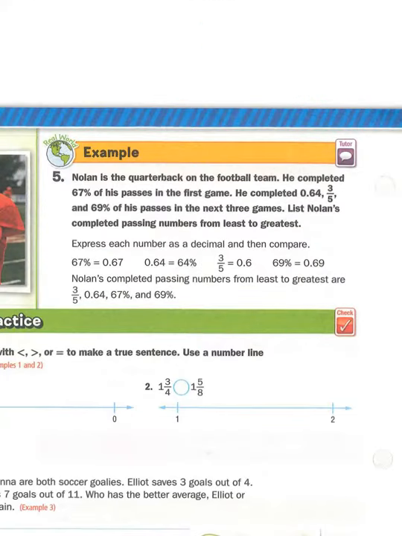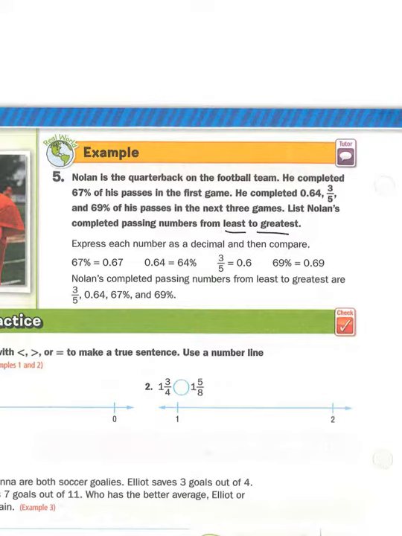Okay, and we have one final example that we're going to do in our notes today. It says, Nolan is the quarterback on the football team. He completed 67% of his passes in the first game. He completed 64 hundredths, 3/5 and 69% of his passes in the next 3 games. List his completed passing numbers from least to greatest. So again, this is going to be least to greatest.